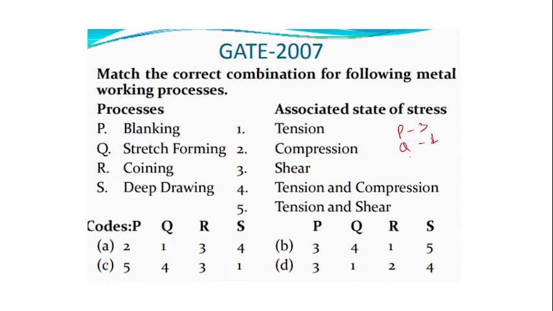Then next is coining. Coining is a forging process. Forging means compression. So R will be 2. Then S is deep drawing. In deep drawing, there will be tension and compression. On which part will tension and compression both be present? Tension in the wall and compression in the flange. Yeah, but in the base, tension and compression both will be present, right? So your S will be 4. So your option D is correct here.